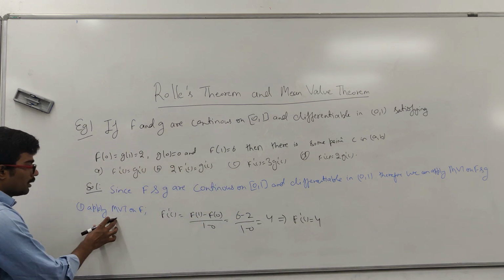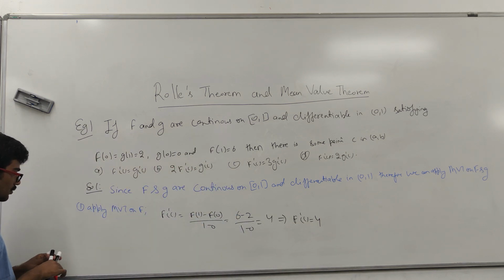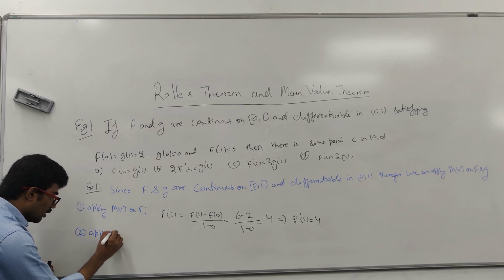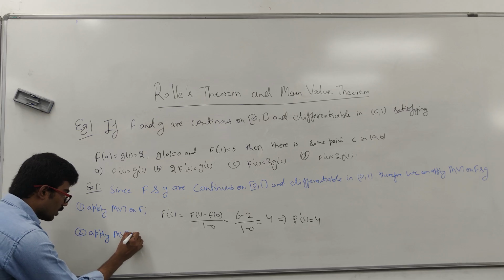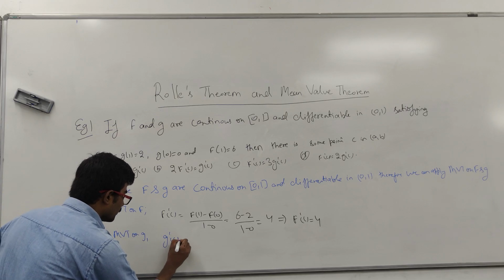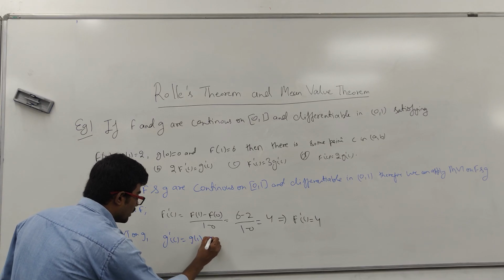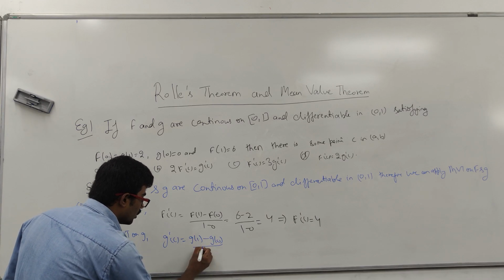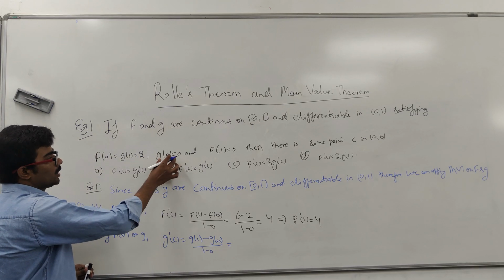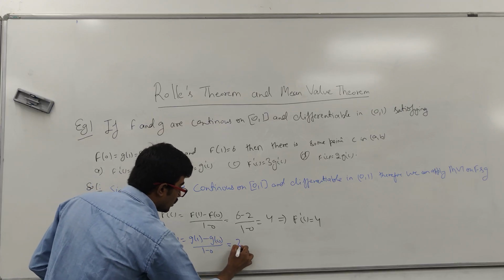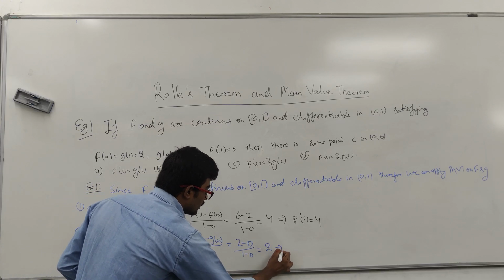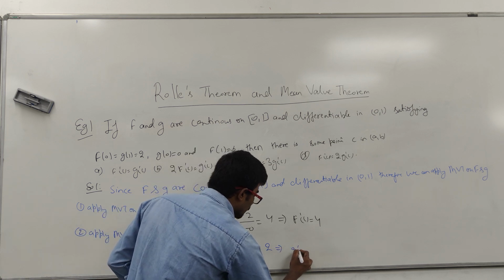Now we will apply the mean value theorem on g. So what we will get? We will get g'(c) equals (g(1) minus g(0)) upon (1 minus 0). g(1) is 2 and g(0) is 0. So we will get 2 minus 0 upon 1 minus 0, which is 2. This implies g'(c) equals 2.